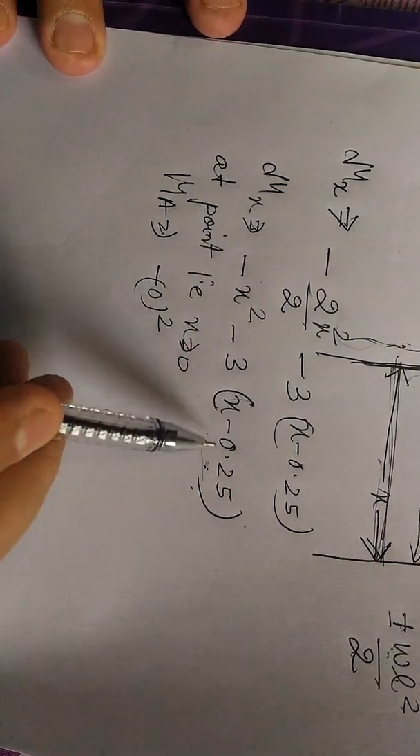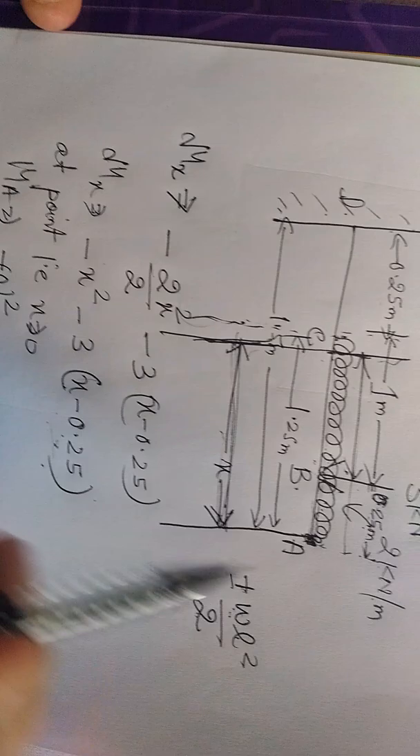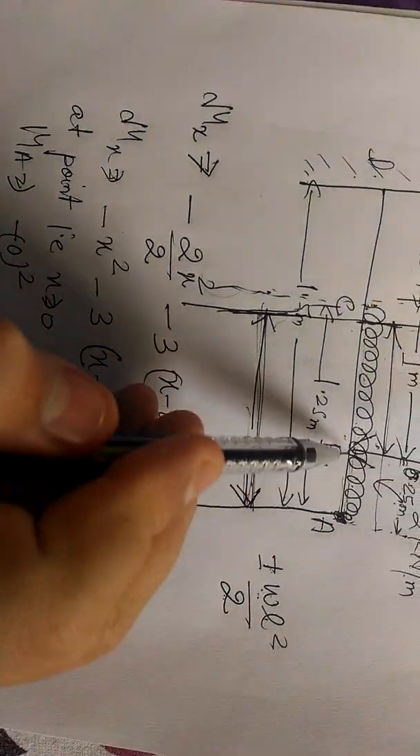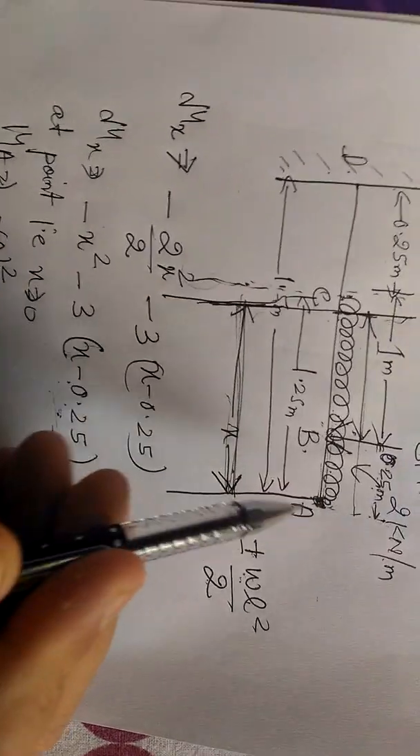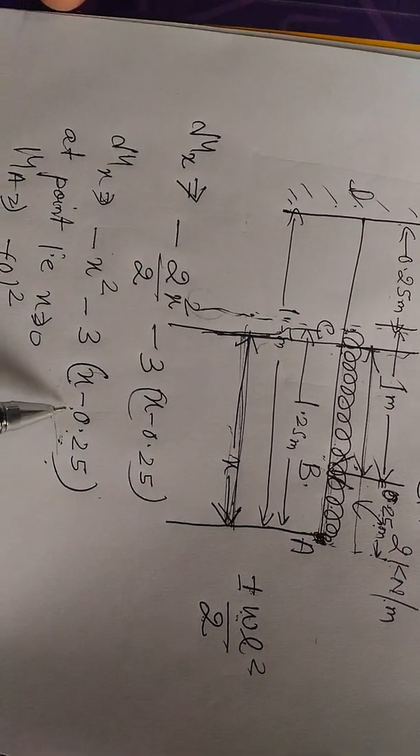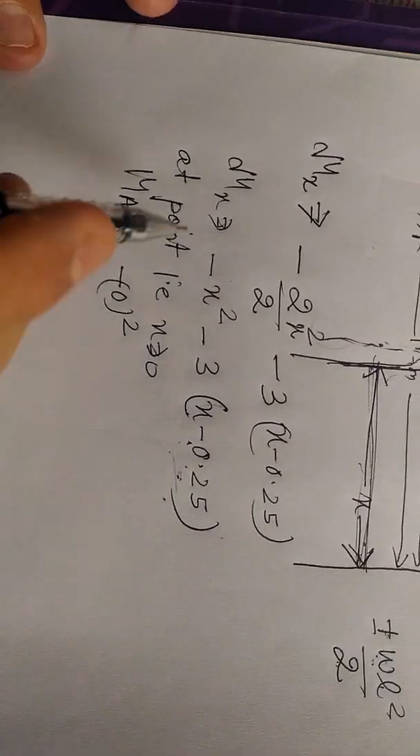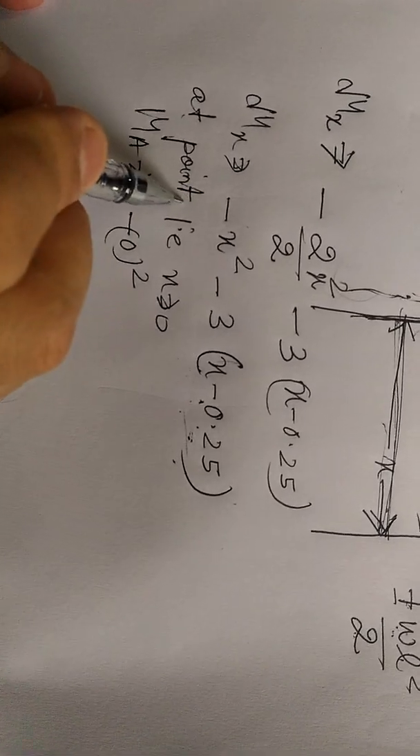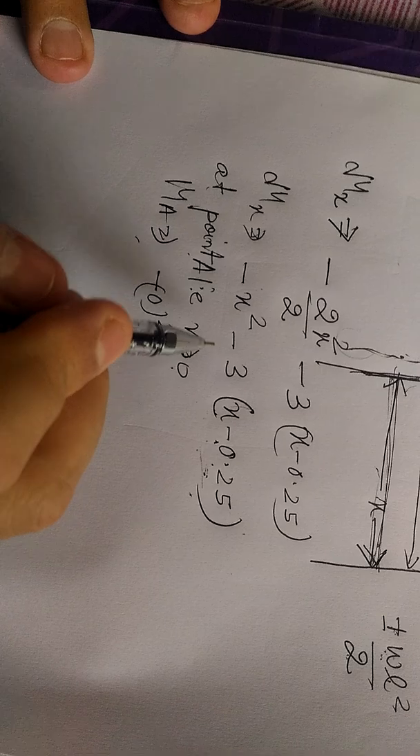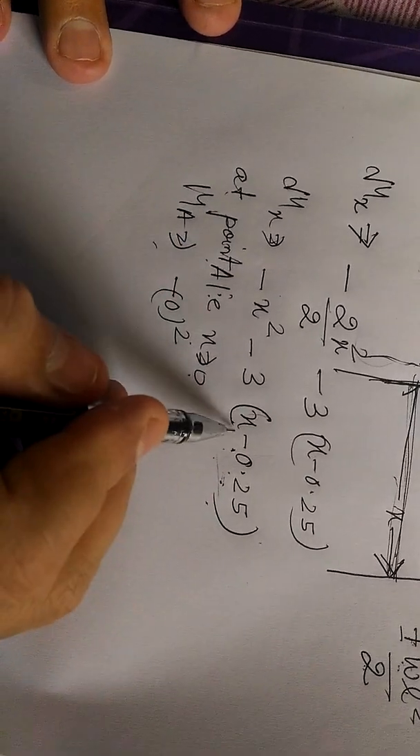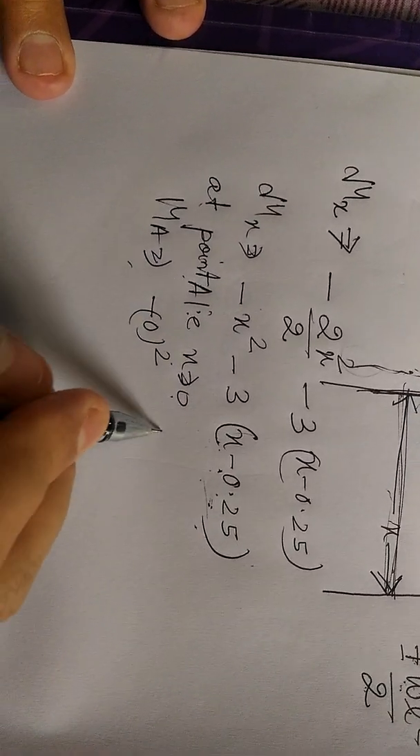this value, that is x minus 0.25. That is, we are not considering this section because this load is here, and we are calculating the bending moment at A, and we are proceeding from this side. So that is why we are neglecting the negative terms. So at point A, that is x is equal to 0, this is 0, and this term will be neglected, so MA is equal to 0.